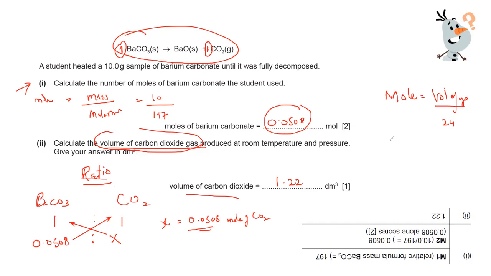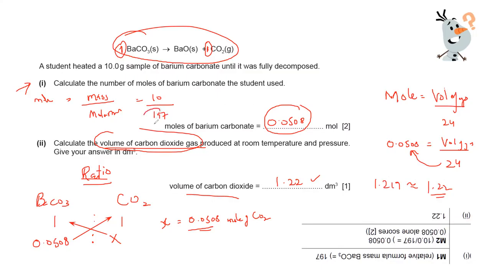So moles of carbon dioxide are 0.0508. The volume of gas, or volume of carbon dioxide, we are finding, divided by 24. If 24 is divided, on the other side it will be multiplied. So 0.0508 multiplied by 24, when you multiply these two numbers, you will get 1.219, which is approximately equal to 1.22. So that's the volume of the gas in decimeter cube.